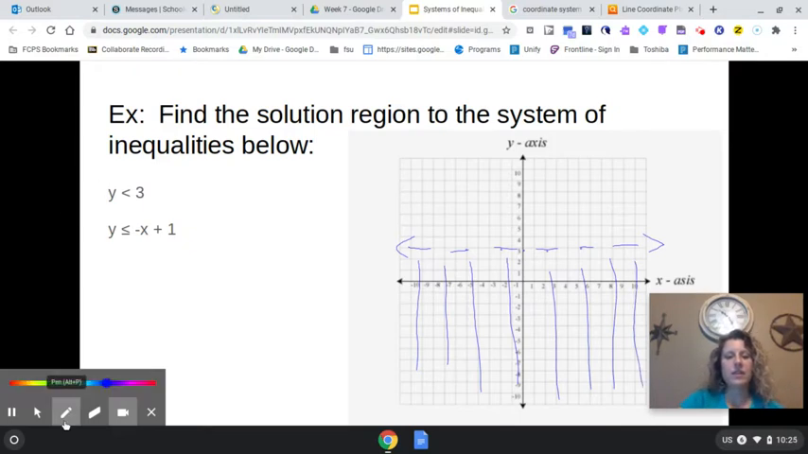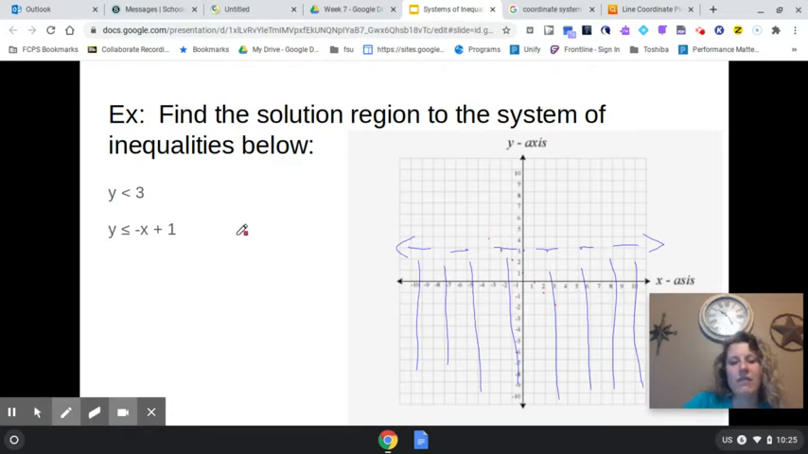Switching colors, the y-intercept of the second inequality is +1, and my slope is -1. So I'm going down 1 and right 1, or I could move up 1 and left 1. Thinking about the type of line, we have the inequality less than or equal to. So I do want to include the points on the line, so I'm connecting in a solid line. And for less than, we shade below.